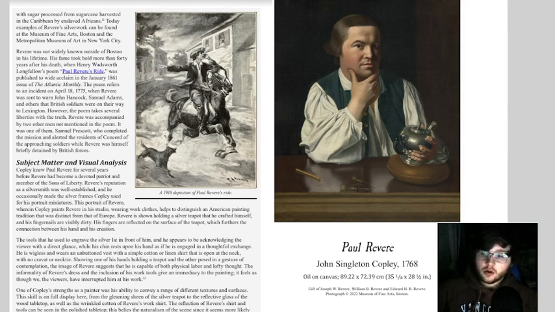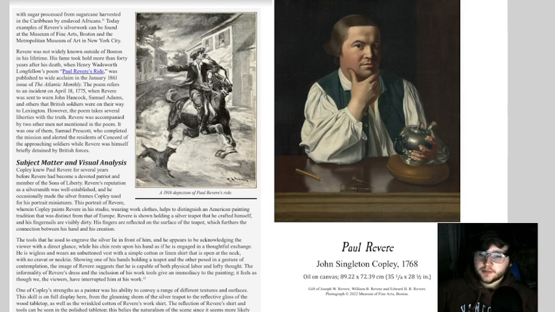Revere is shown holding a silver teapot that he had crafted himself, and his fingernails are visibly dirty. His fingers are reflected on the surface of the teapot, which furthers the connection between his hand and the creation. The tool that he used to engrave the silver lies in front of him, and he appears to be acknowledging the viewer with a direct glance, while his chin rests upon his hand as if he is engaged in a thoughtful exchange.